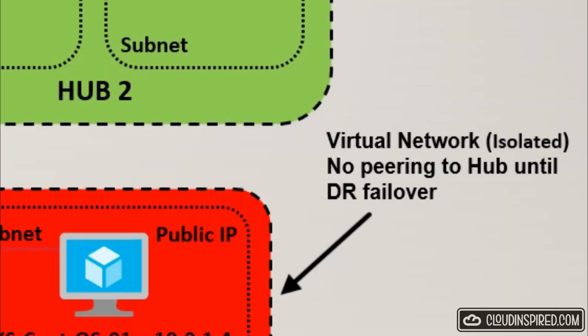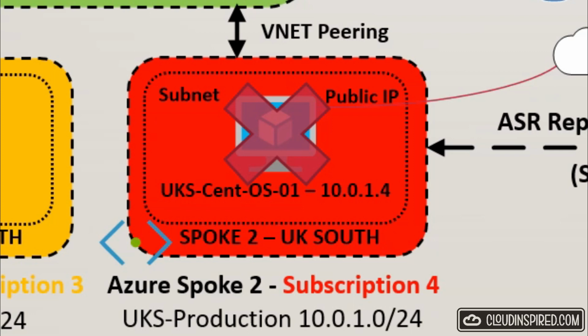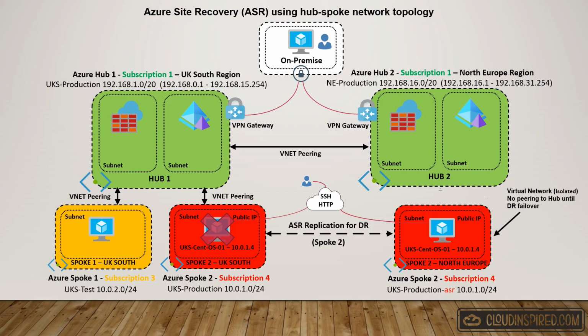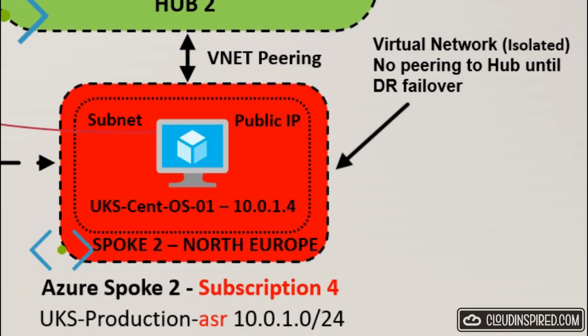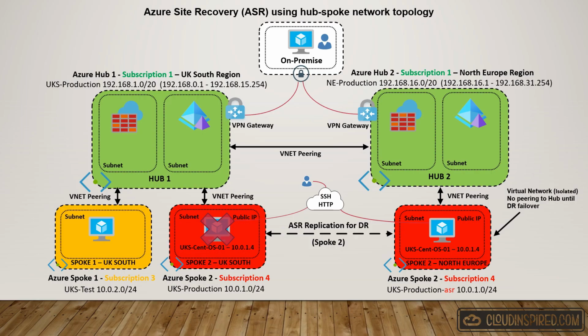Once DR is invoked, spoke 2 in the failover region, North Europe, would be connected via VNet peering to hub 2 in North Europe. This would then enable on-premise connectivity via the VPN gateway and routing through the hub in North Europe to spoke 2 and the virtual machine that has been failed over for DR. So let's get started by creating our VM for replication.